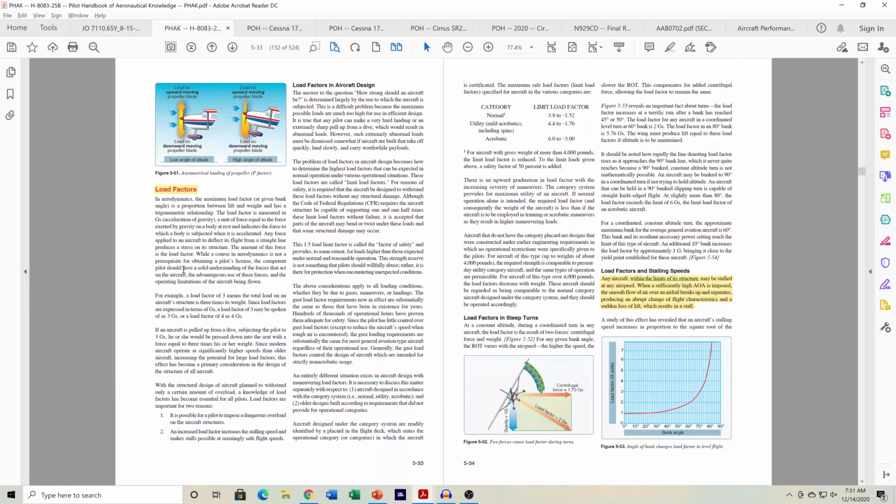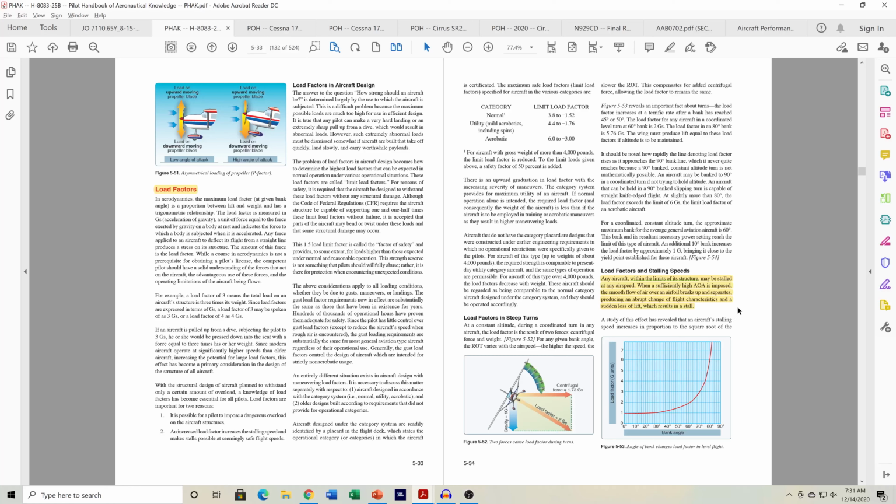When I first introduced this, we spent a little bit of time looking at some of the stuff in here. I'm not going to cover it again. Load factors and stalling speeds, over here on page 5-34. I'll just very briefly mention this. Any aircraft within the limits of its structure may be stalled at any speed.